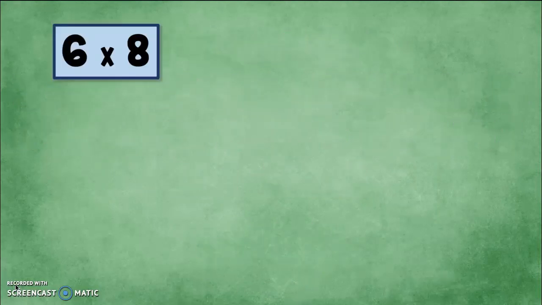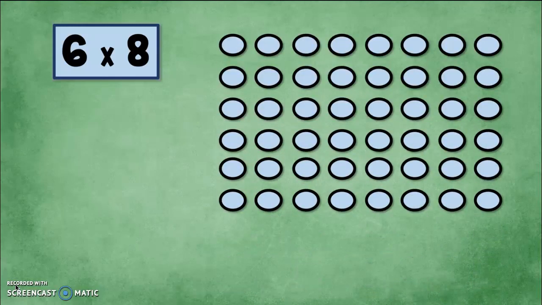Like for example, if I have 6 times 8, look at this gigantic array that I just had to make. Oh my goodness. I have 6 going down, 1, 2, 3, 4, 5, 6, and 8 going across. 1, 2, 3, 4, 5, 6, 7, 8. That is too big for me. So I'm going to use a distributive property.